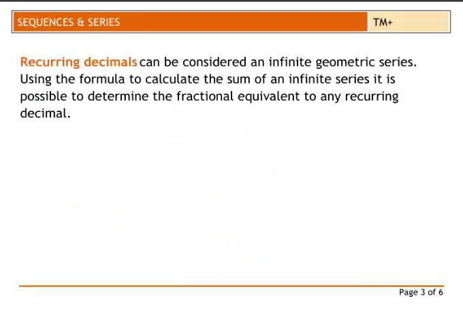Next we're going to look at recurring decimals. Recurring decimals can be considered an infinite geometric series because they go on forever. We use the formula for the sum of an infinite series to determine the fractional equivalent of any recurring decimal. If you did TM1, you would have learnt that a recurring decimal is a rational number, and a rational number can be expressed as a fraction. So this is showing you how we can do that.